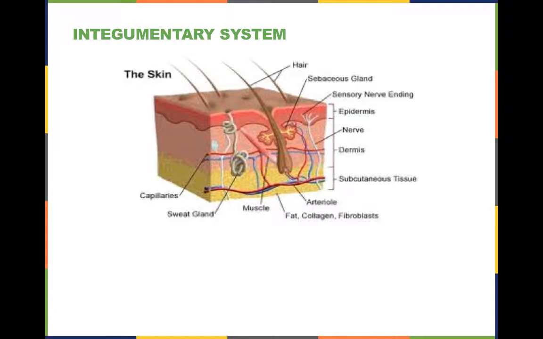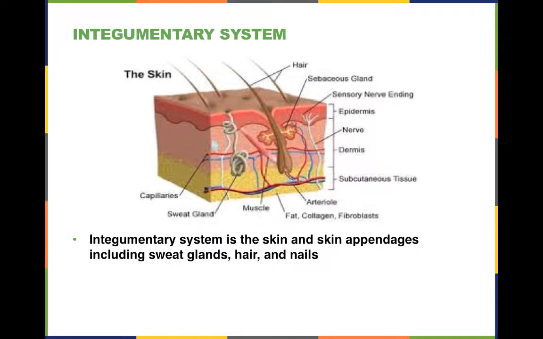Today we're going to move on to our first system review, and we're actually going to review two systems. We're going to review the integumentary system and the skeletal system. The integumentary system, as I said before last week, is the skin and skin appendages. The integumentary system includes the sweat glands, the hair, and the nails, and we will talk about all of these in some detail in the coming slides.